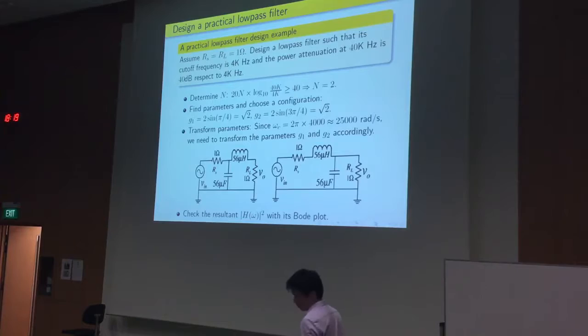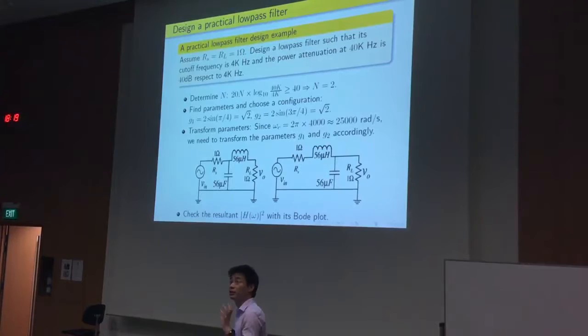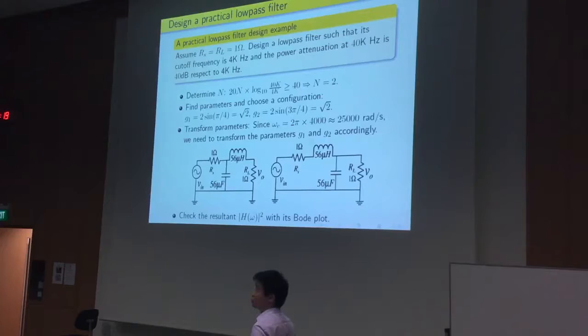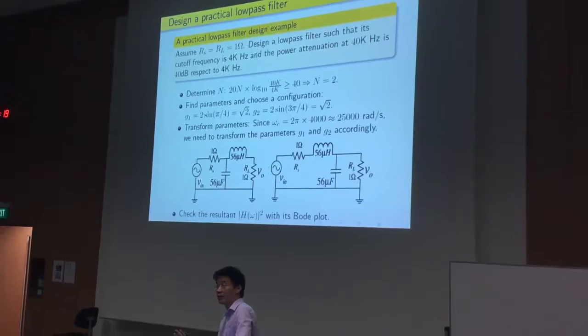Based on the N chosen, we can find its parameters for the low pass prototype. We're still talking about the low pass prototype now, alright? So based on the N chosen, we can come up with the low pass prototype with order N equal to 2, which means that it has two parameters, G1 and G2. You can get them from the table, don't worry about it, or you can get them by using this formula here.